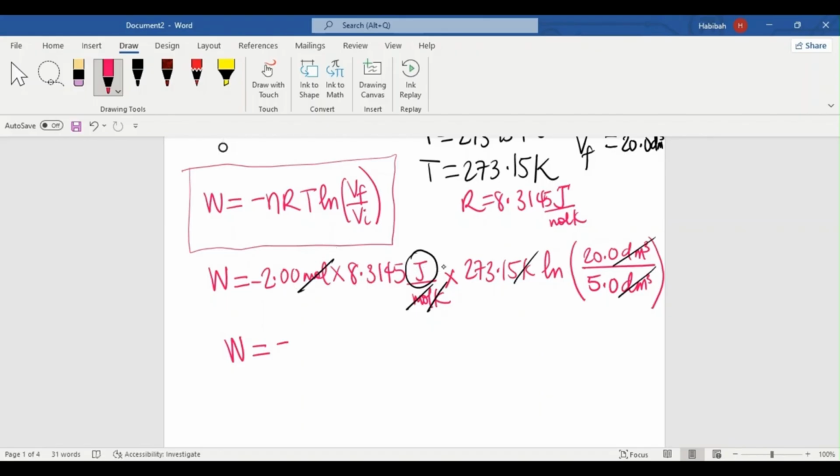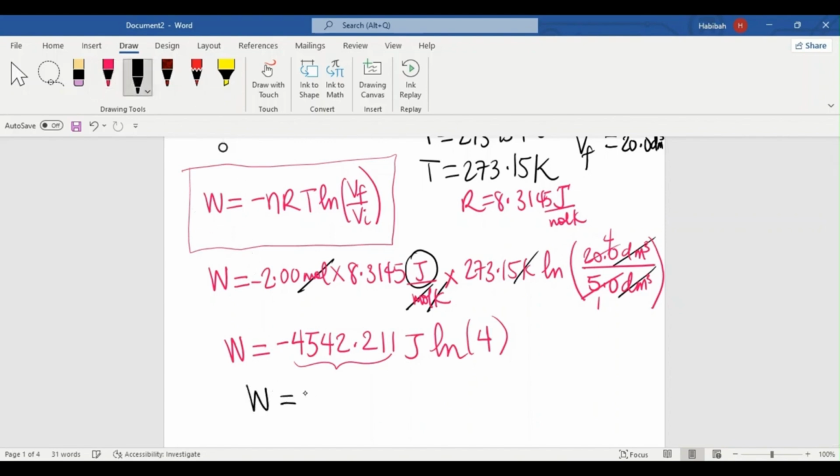So hence, we have work equals negative 2.00 times 8.3145 times 273. Whatever that is, you input that in your calculator, you end up getting negative 4542.211 joules, and then ln of 5 divided by 1.25, so that's going to be ln 4. So now you multiply this whole value you just calculated by the logarithm of 4. When you input that in your calculator, you're going to end up with negative 6296.842 joules.